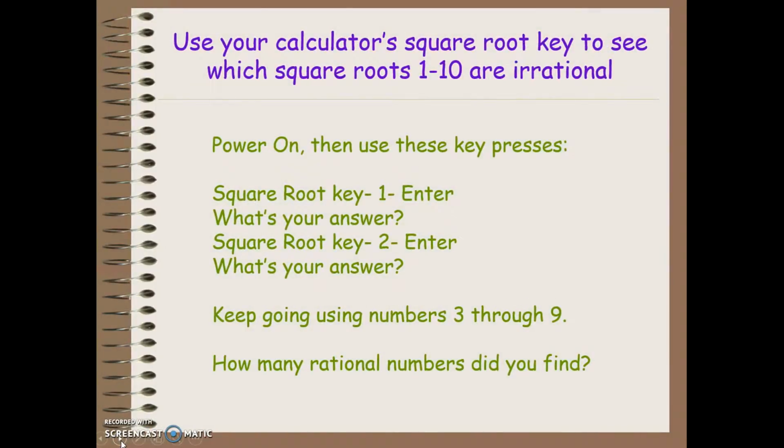Use your calculator's square root key to see which square roots 1 through 10 are irrational. Power it on, then use these key presses. Square root key, 1, enter. What's your answer? Write it down on your scratch paper.